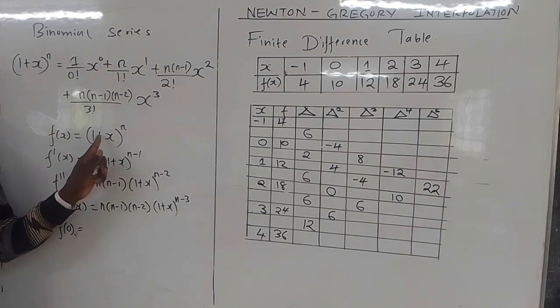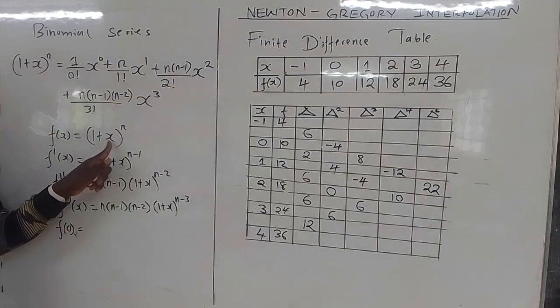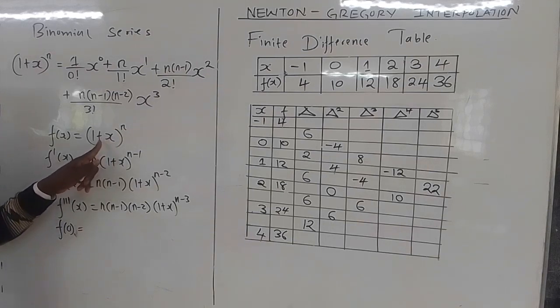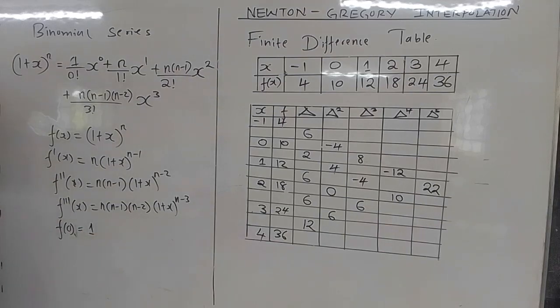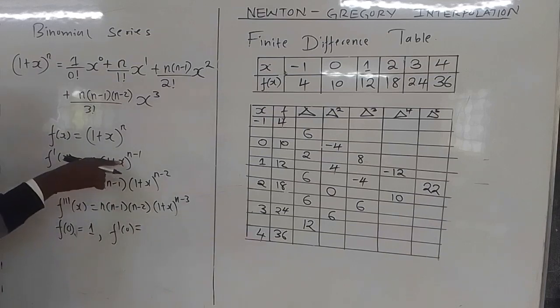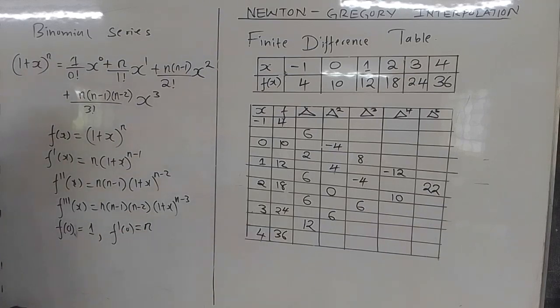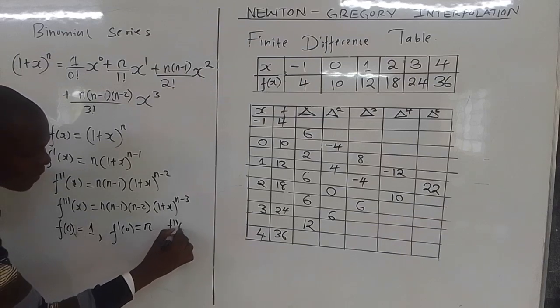So you start, what is f of 0? F of 0 is where there is x you put 0. If you put 0, you remain with 1 raised to power n, and 1 raised to power n is just 1. Then you move to the next one, f prime of 0. Where there is x you put 0, so you remain with 1 raised to power that. 1 raised to power anything is just 1, so what will you remain with? n.